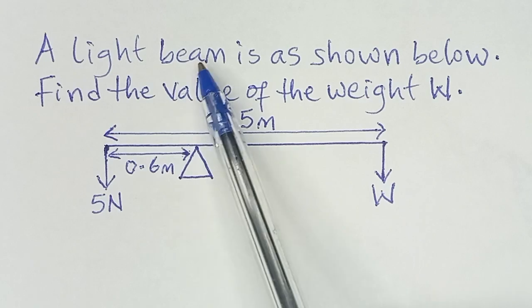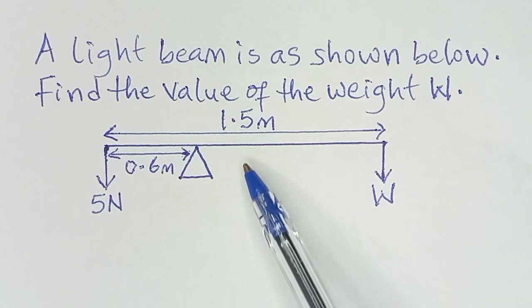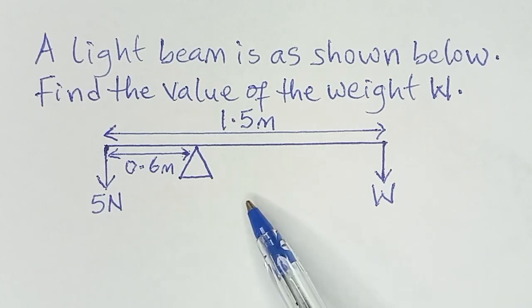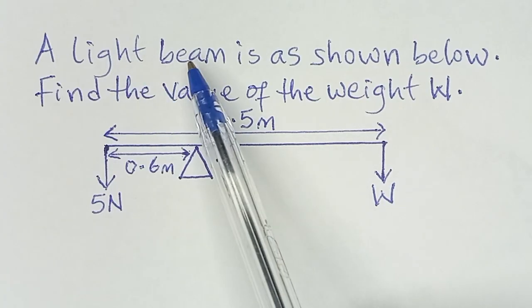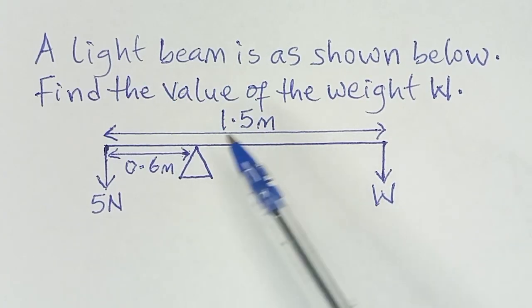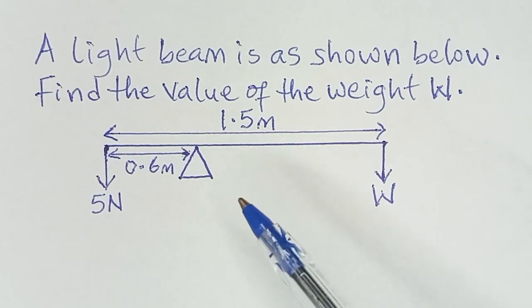Now, we are told that the beam is light, so there's no need for writing the weight position of the beam, that is the mass of the beam. There's no need for doing that because it is a light beam. So it is assumed that the weight or the mass is negligible.